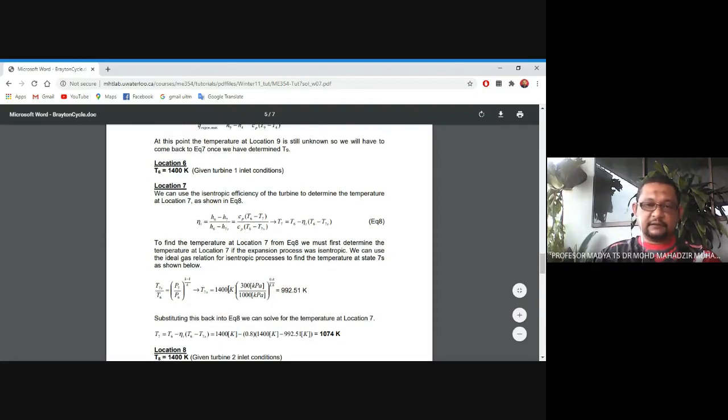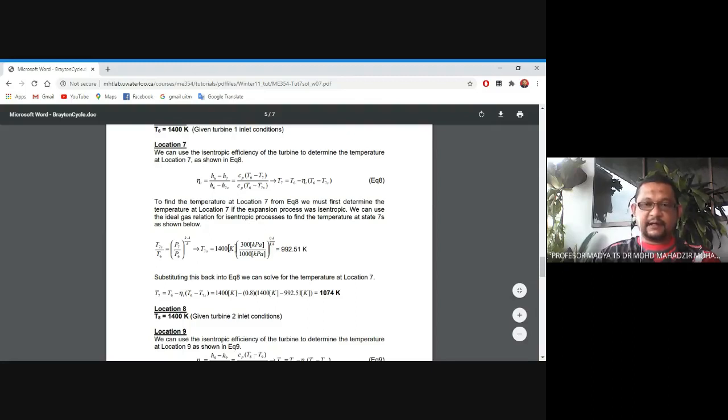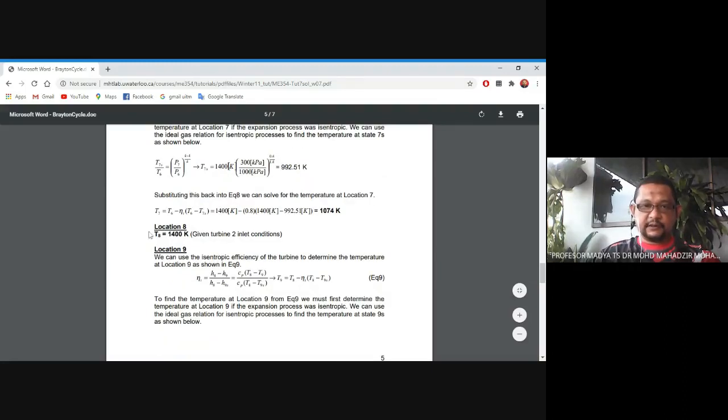T7 is the turbine state. The turbine efficiency has been given. So using the turbine efficiency equation, you come out with T7 equals to blah blah blah, equation number 8. Because the turbine is assumed isentropic, you can use the isentropic relationship to get T7 ideal. Put this value in equation number 8, and you come with the answer for the temperature at point number 7.